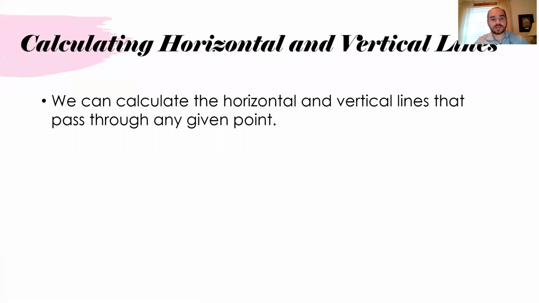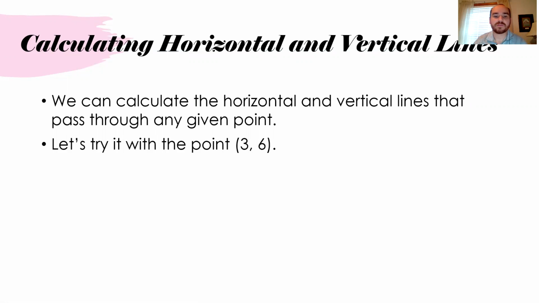So we can calculate the horizontal and vertical lines that pass through any given point really, really easily. So if we look at the point 3, 6, so let's say we had a graph like this. Point 3, 6 would be somewhere in here, assuming this is 5. And so we'd want a vertical line that goes through that point and a horizontal line that goes through that point. And it's pretty simple.